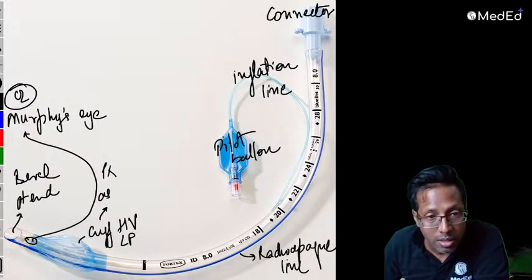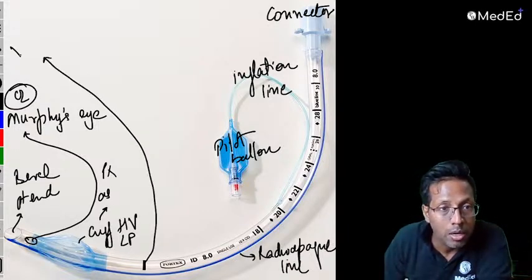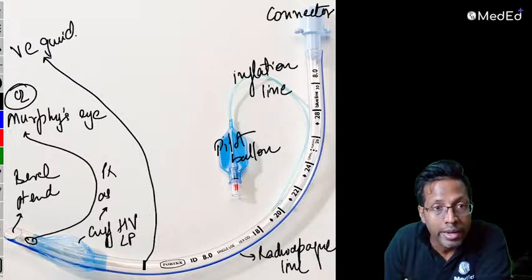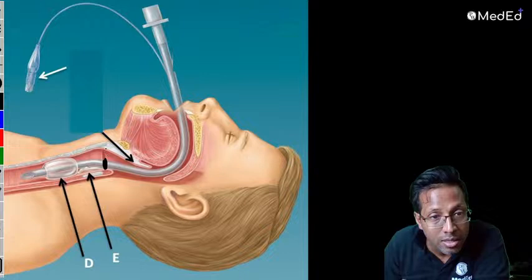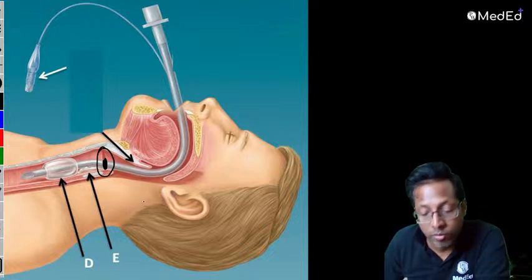Yes guys, what is this answer then? This is called the vocal cord marker, or the vocal cord guide. It tells you where to put the endotracheal tube. So this vocal cord guide lies at these vocal cords. Okay, that is the meaning of the vocal cord guide.